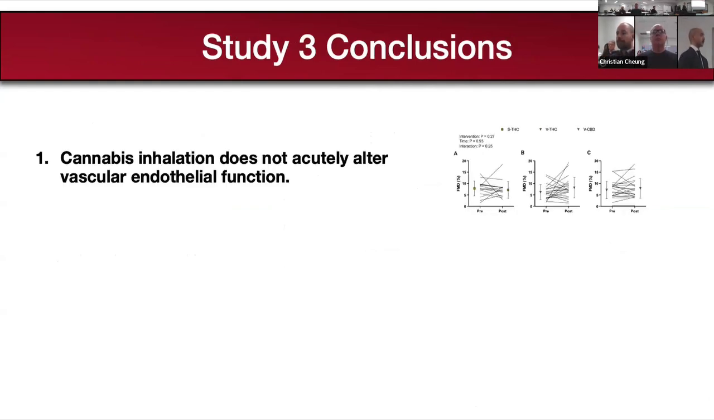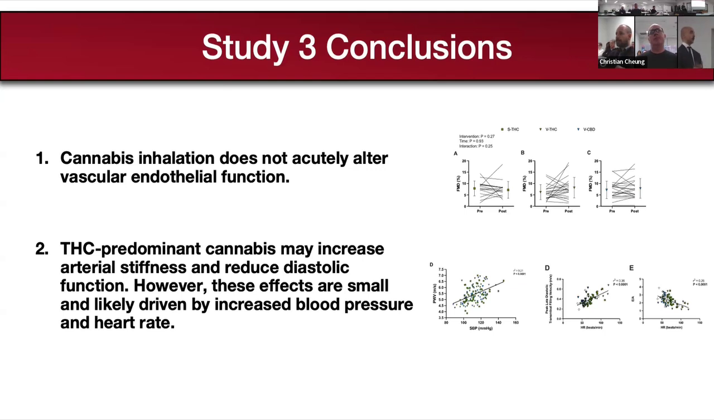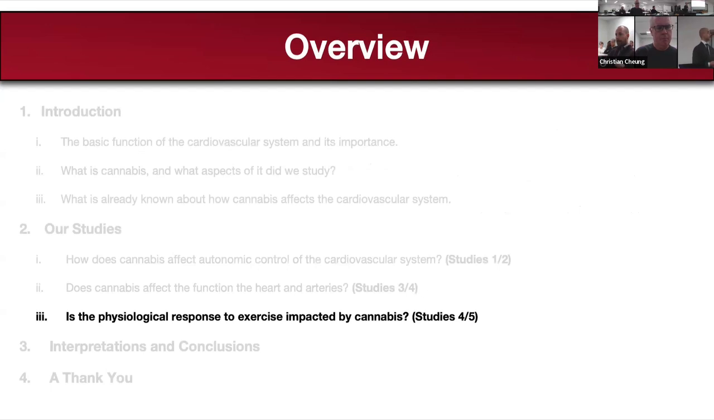So from this experiment, what we can conclude is that it doesn't appear that cannabis acutely alters vascular endothelial function in humans. However, THC predominant cannabis does appear to increase arterial stiffness and very slightly reduce diastolic function. However, these effects are quite small and likely driven by changes in blood pressure and heart rate. Now, for the final two studies here, what I'll talk about is how cannabis impacted our physiological response to exercise.